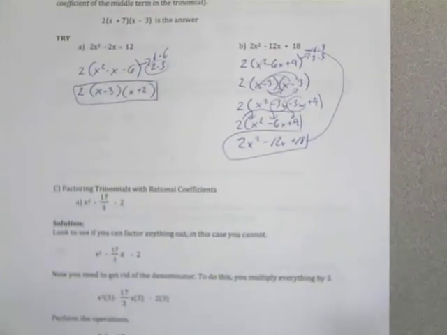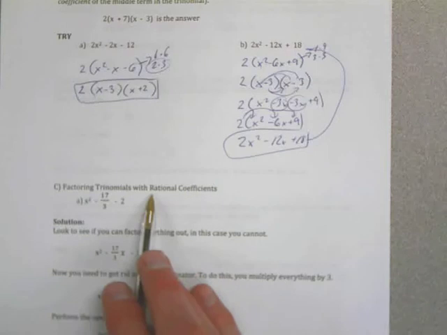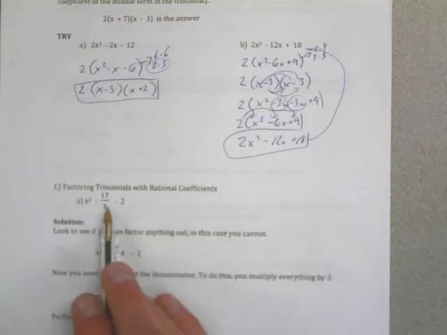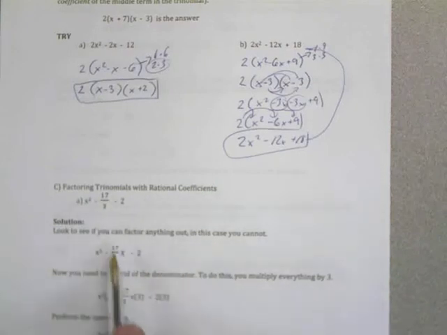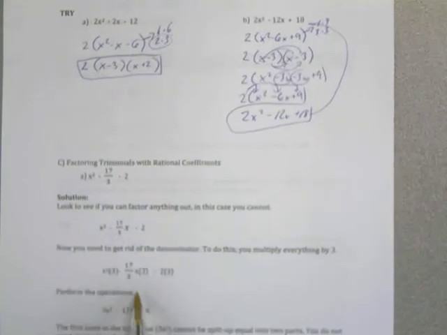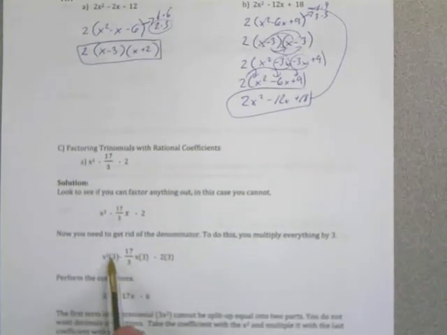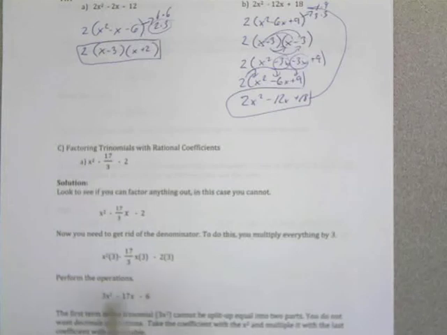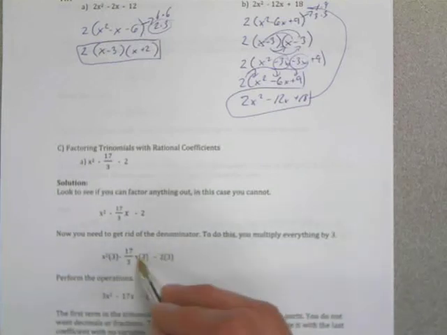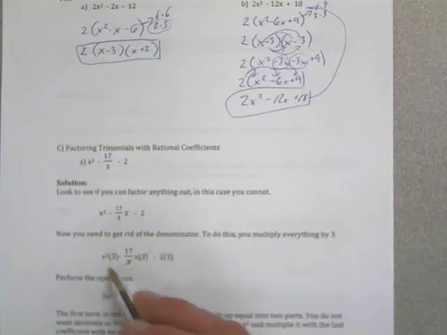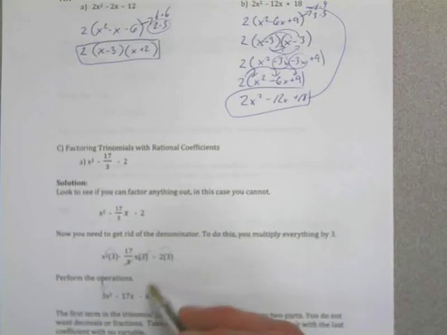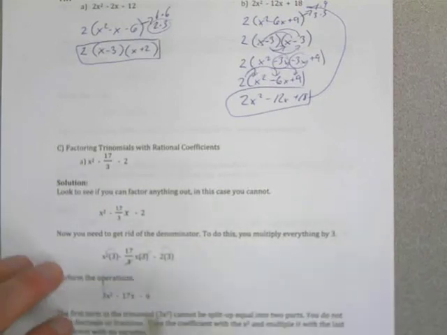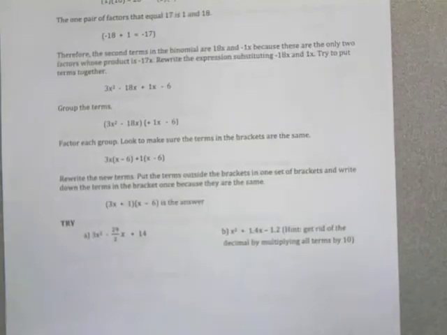Part C, factoring trinomials with rational coefficients. Rational coefficients means it's a fraction. So we've got 17 over 3. First step is you want to get rid of the denominator, which is a 3. And to do that, you multiply everything by 3. And what you do to one side, you must do to the other side as well. So the 3's cancel out here. That 3 comes in, and you get 3x squared. That 3 comes in, you get 6. And from there, you can then follow the steps.